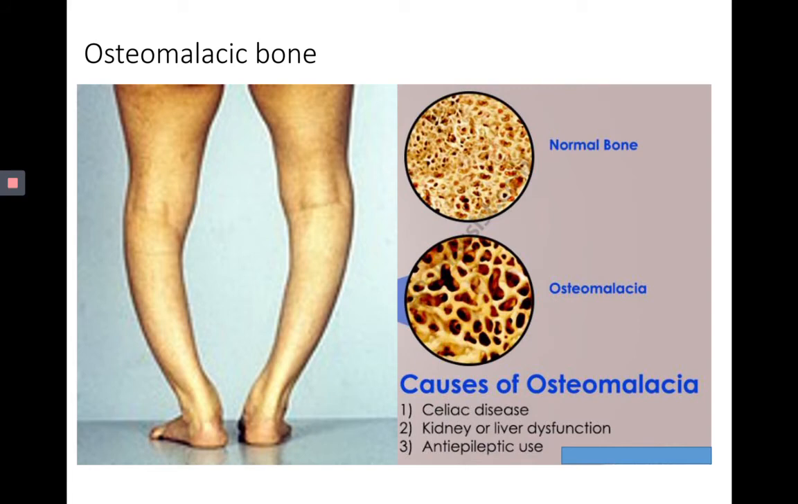So here's osteomalacic bone compared to normal bone. So on the right, you have normal bone up top, osteomalacic bone at the bottom. You can see there's a lot less spongy bone. There's bigger spaces between the spicules called trabeculae. And reasons that osteomalacic bone could develop are things like celiac disease or kidney or liver dysfunction, or even anti-epileptic use. Essentially, it's going to be things that impair calcium absorption in your small intestine.